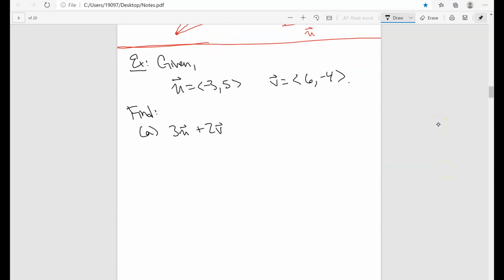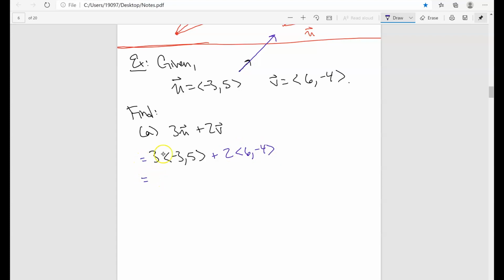Okay, so basically what you're doing is taking this 3 and multiplying it by this vector. You can think about 3 times u as making this vector 3 times as large. If this vector was this guy, when I multiply it by a factor of 3, you're just making it 3 times as long. Whereas this guy right here, you're taking the vector v and making it 2 times as long. Then once you do that, you just add the two vectors together and see what you get.